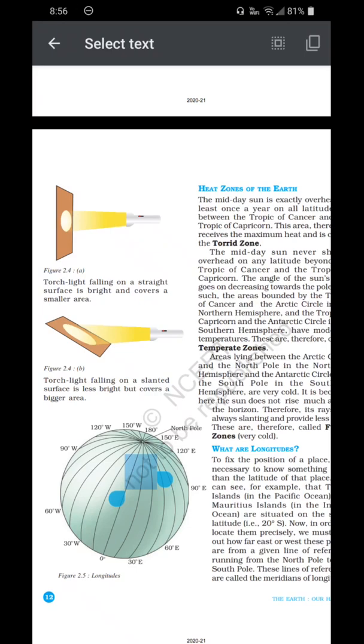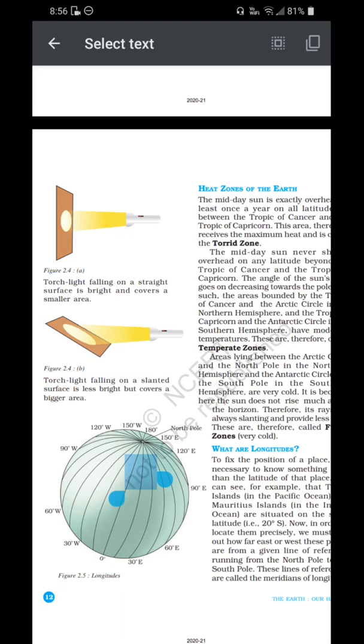Areas lying between the Arctic Circle and the North Pole in the northern hemisphere and the Antarctic Circle and the South Pole in the southern hemisphere are very cold. It is because here the sun does not rise much above the horizon. Therefore, its rays are always slanting and provide less heat. These are therefore called frigid zones, very cold.